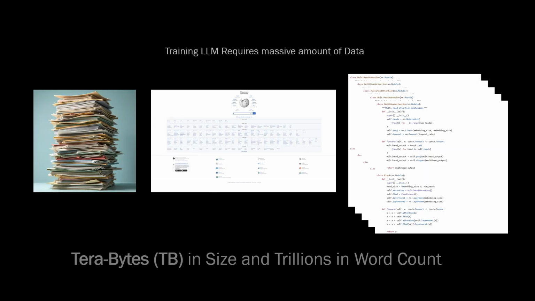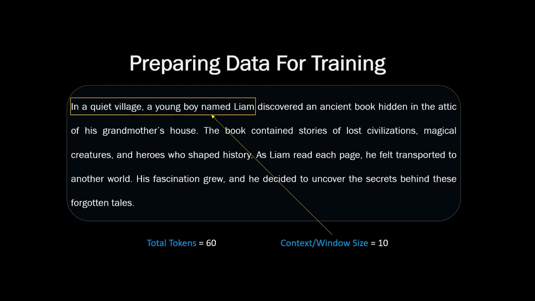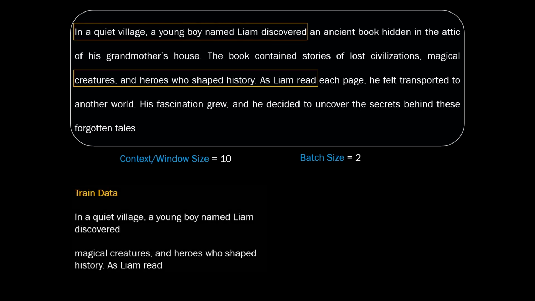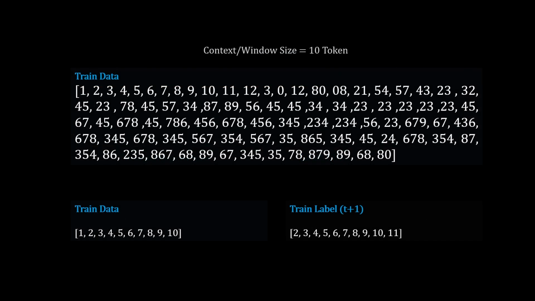Now let's talk about the dataset. These models are trained on large datasets containing billions or even trillions of tokens. To prepare the training data, we take a fixed context size and batch size. For example, if we take a context size of 10 and a batch size of 2, the training data and its labels are structured by shifting the tokens one step ahead for the labels. This process happens after tokenization, ensuring that each training example contains the exact number of tokens needed.